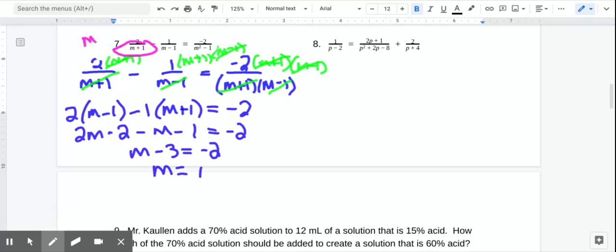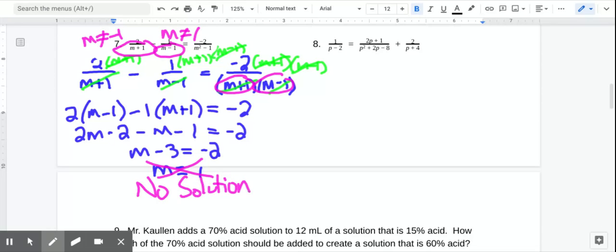So right here, we can see that m cannot be negative 1, and here m cannot be 1. And then the same thing here and here. So we are not allowed to have the answers of 1 and negative 1. You can see that we had an answer of 1, which is no good. So this is actually no solution. And that does sometimes happen with these, as we run into a problem that actually doesn't have a solution because it's one of the excluded values.